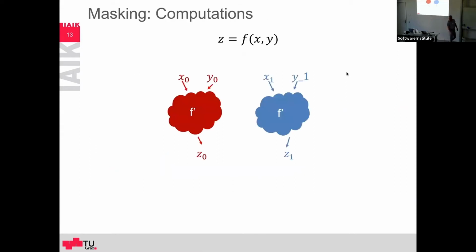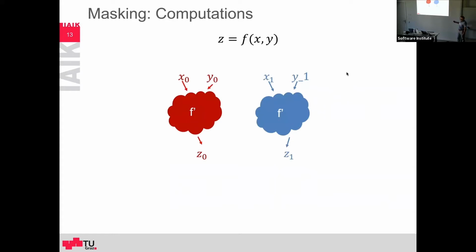And the idea is that in these computations, I'm going to have multiple secrets, X, Y, and I am going to want the shares apart. So if you combine X0 and X1, you get the secret back. So you don't want to do that.